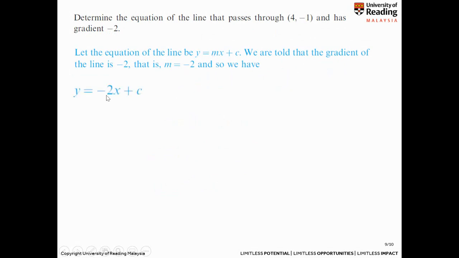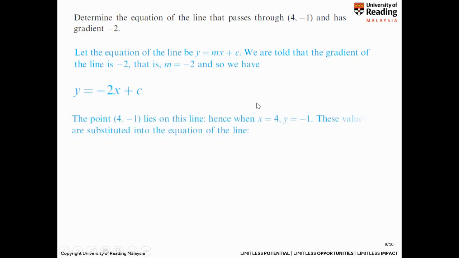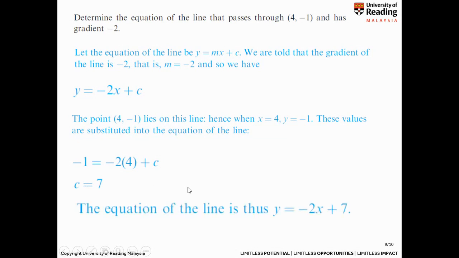Then you just sub the m as minus 2 here. The next thing you do is sub in the coordinate of the point given here. So x is 4, y is equal to minus 1. So you will sub into this equation. So your y is minus 1, your x is 4. From here, you work out, you get your c. Then the equation of line is y equal to minus 2x plus 7.